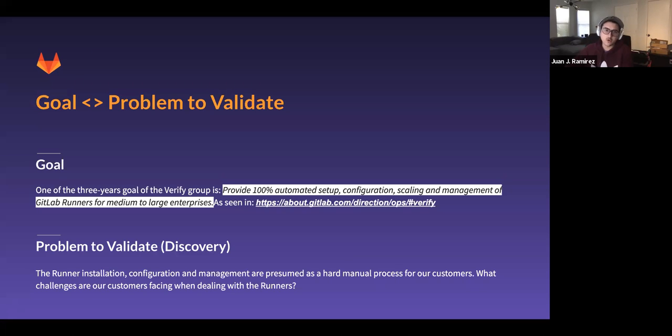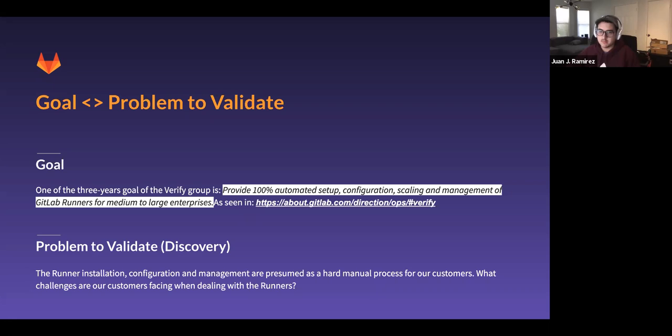All right, so the goal, or what was the problem that we're trying to validate here? If you go to the direction page in GitLab, you'll find that there's a very significant 3-year goal for the verify group, and that goal is provide 100% automated setup, configuration, scaling, and management of the GitLab runners for medium to large enterprises. So this is a very big goal. It's somehow a little bit vague because there's many things here like automation, configuration, scaling, and this can have many angles.